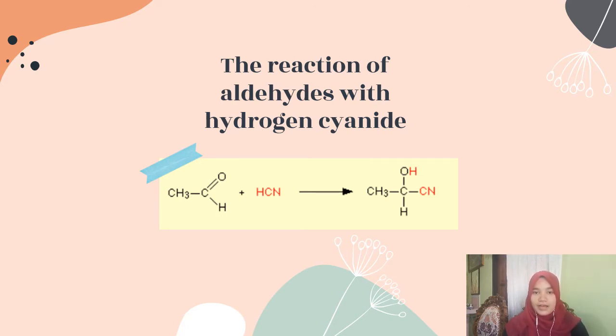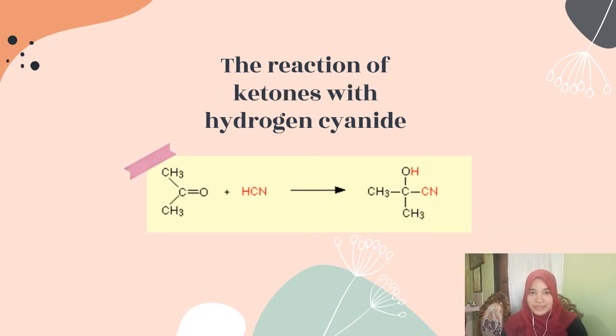For example, this is ethanal, an aldehyde. So the product we will get is 2-hydroxypropanenitrile. Next, this is the reaction of a ketone with hydrogen cyanide. So as you can see, the product will be 2-hydroxy-2-methylpropanenitrile.